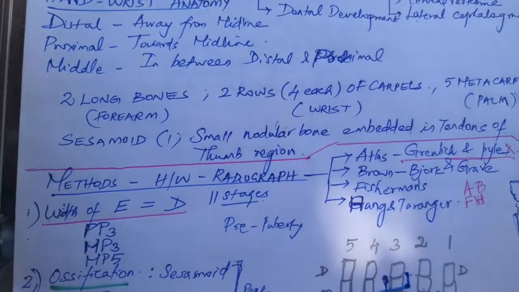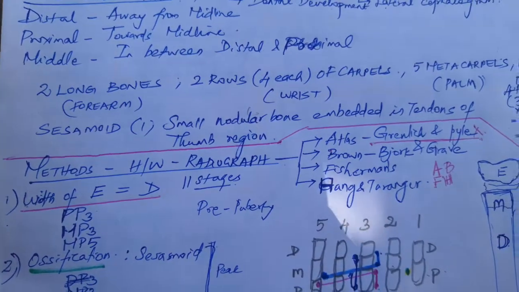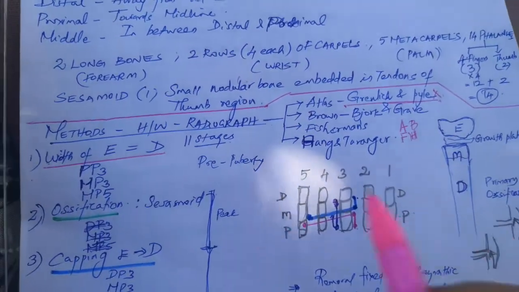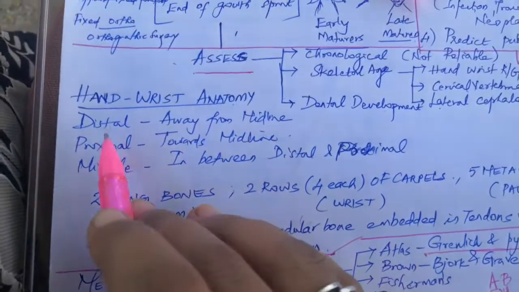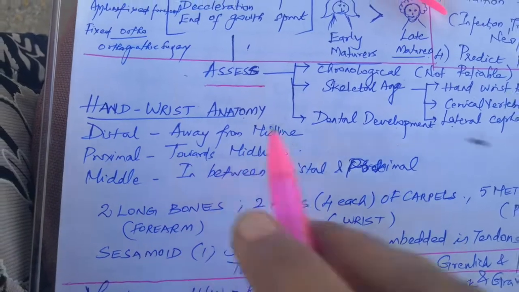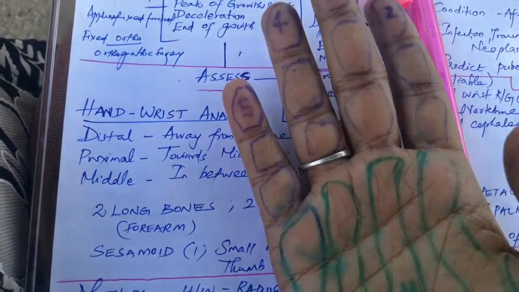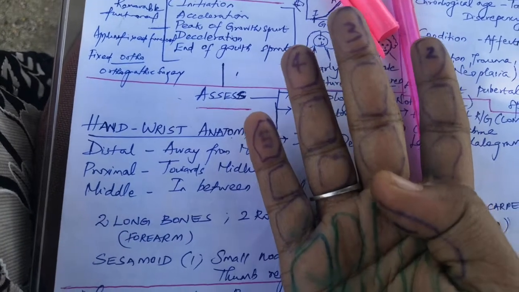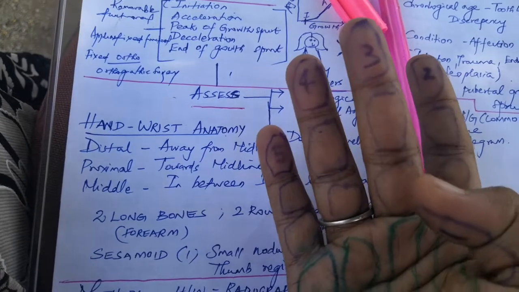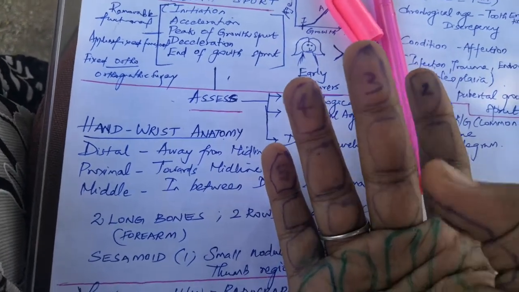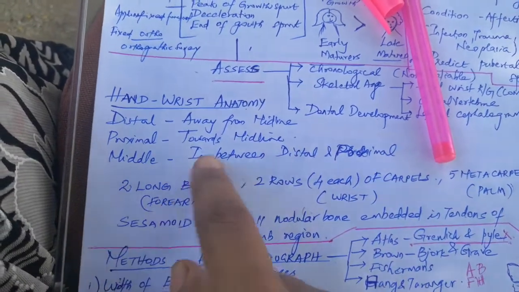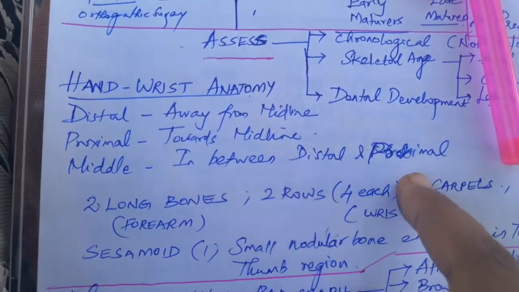Before going ahead with the assessment with this method, I'll teach you certain terminologies. Distal means away from the midline, proximal means towards the midline. For example, consider this one: this is towards the midline, this is away, so away is distal. In between the proximal and the distal is the middle one.